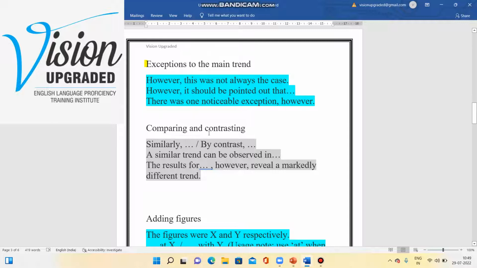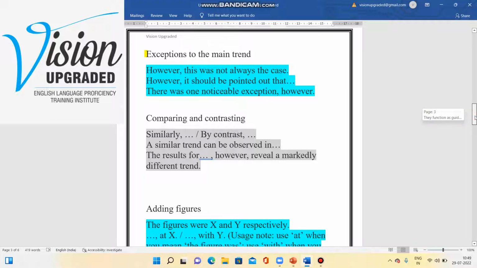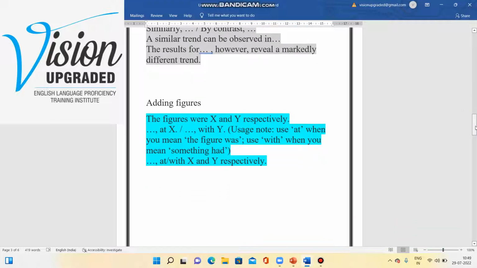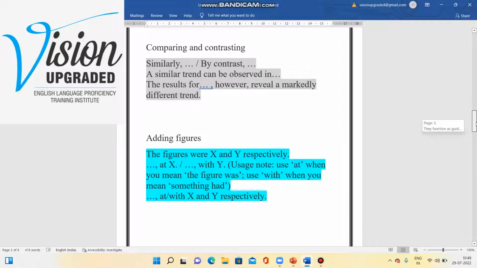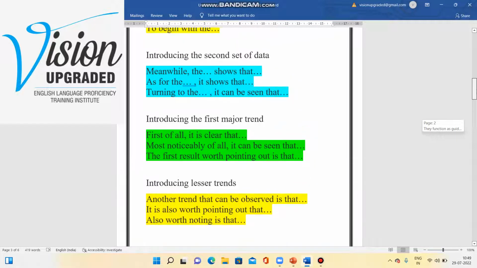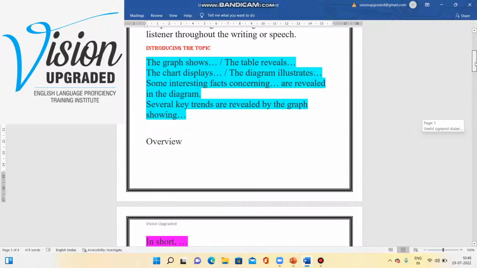Now in case you need to compare and contrast the data, then similarly, by contrast, a similar trend can be observed in the results for, however reveal a markedly different trend. So these are some good signposts. You need to add some figures, like the numbers you need to add. Then the figures were X and Y respectively. Use at with X and with Y. Okay. So these are some of the signposts, some of the good sentences you can use to introduce different trends or set of data that you have in your task 1.